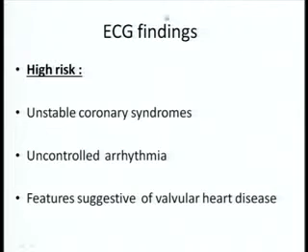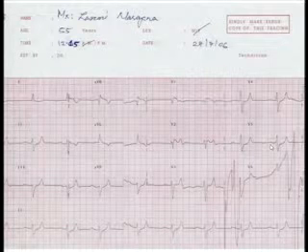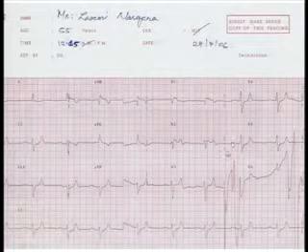So let us just concentrate on electrocardiographic findings of high risk. High risk in terms of unstable coronary syndromes, uncontrolled arrhythmia, and features suggestive of valvular heart disease. I would like some of the postgraduates to take part. What do you think the ECG is showing? Patient comes for surgery, the ECG comes with this.